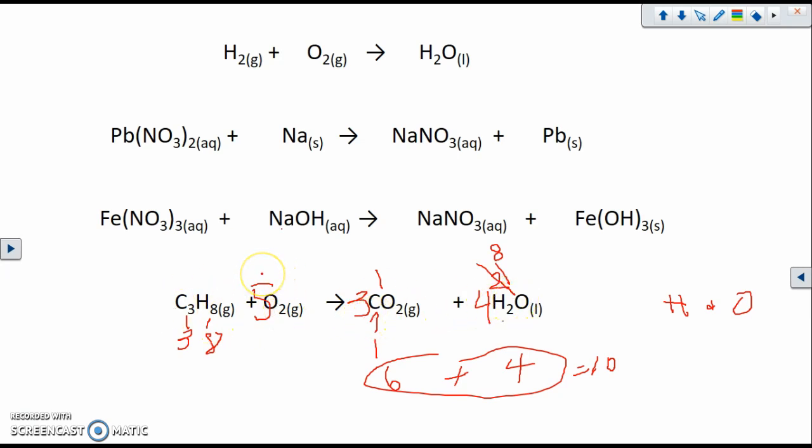And if you do all the counting of atoms, you should have an equal number of atoms. 3 carbons, 3 carbons, 8 hydrogens, 4 times 2 is 8, 10 oxygens, 6 plus 4 is 10. So in that case, this whole reaction is balanced. Do a lot of examples. It's going to be in your homework problems as well, and that's the only way that you're going to get better with this.